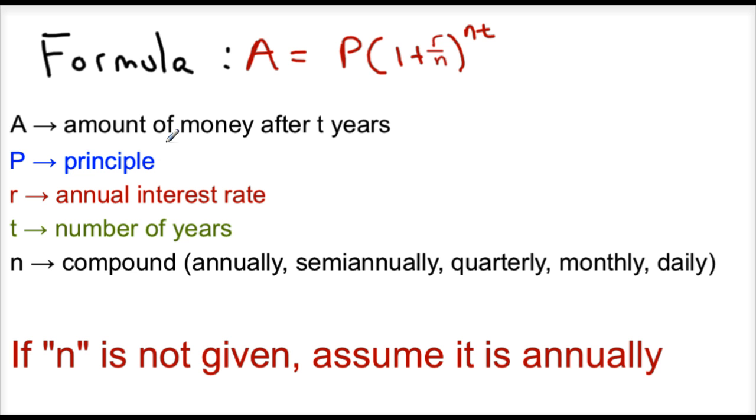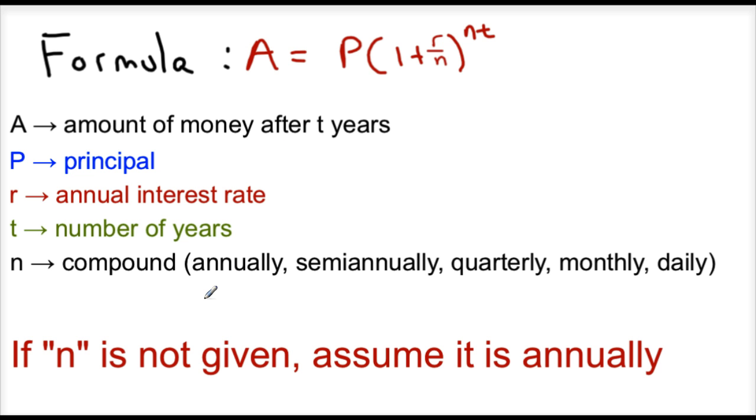P is the principal that you put in. R is the annual interest rate. T is the number of years. N is the compounding. Okay, so this is how we get our N.